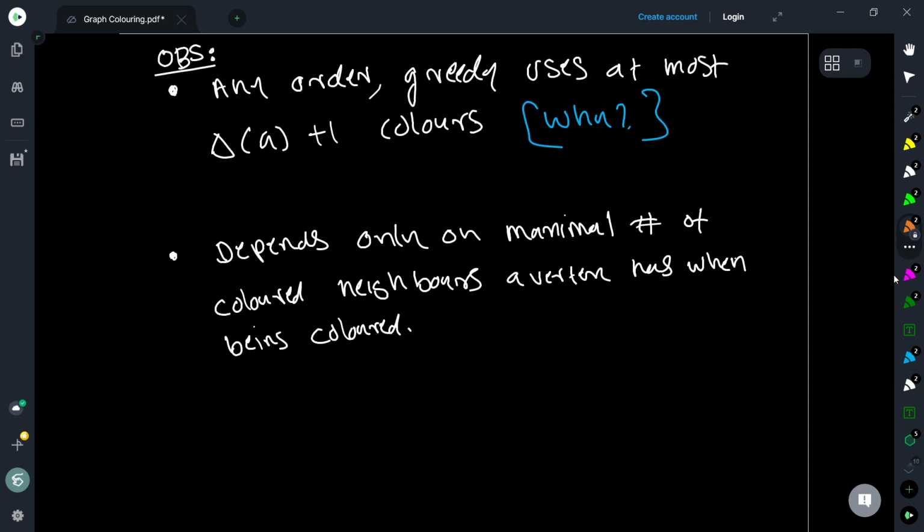Now, again, the number of colors depends on the maximal number of colored neighbors a vertex has when it is being colored. This is something we have observed, and it can depend on the order, which we have also seen, and this has some bearing on the previous observation.